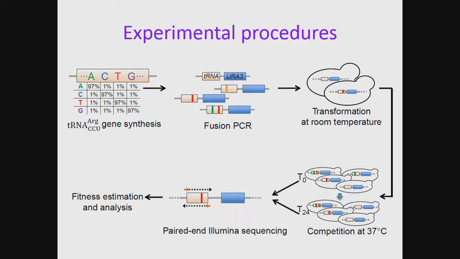Because this tRNA is very short, only 72 base pairs, we can cover it with a single read. So we can do it from both ends to ensure high quality of sequencing. Using that information, I can further estimate the fitness of each variant and do further analysis on epistasis and the underlying factors determining fitness.